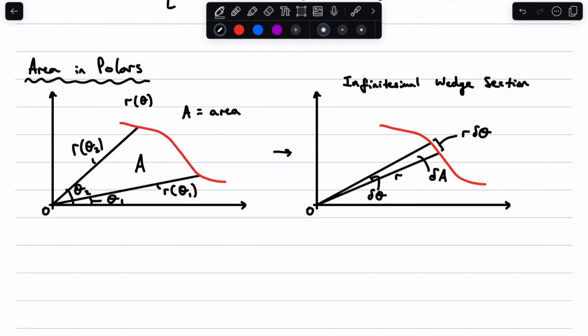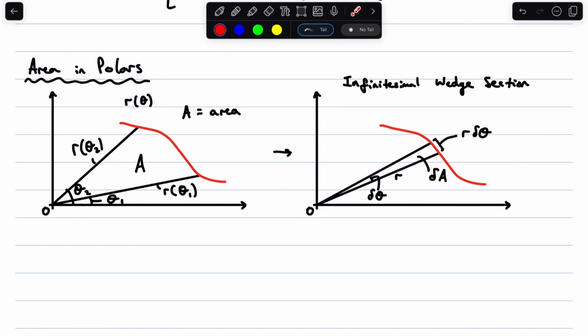Now let's consider areas in polar coordinates. So if we look at this left plot, we've got our function r of theta down here. We want to know the area on our interval theta 1 to theta 2. So that's our equivalent of x. So if it was f of x, we want to know the interval of theta 1 to theta 2, and that's got each their separate radii, r of theta 1 and r of theta 2.